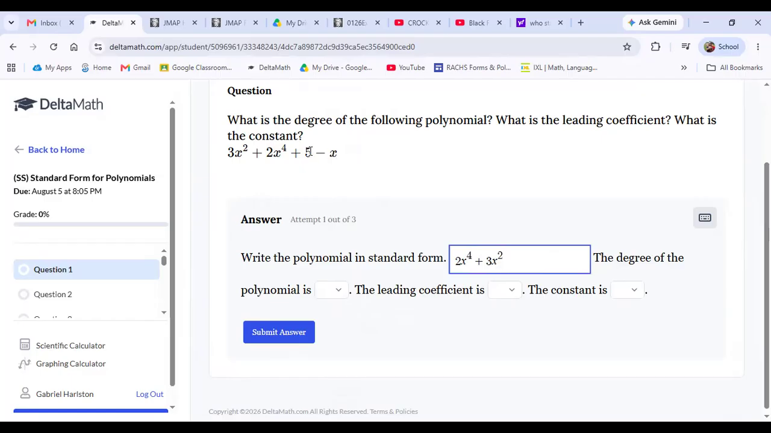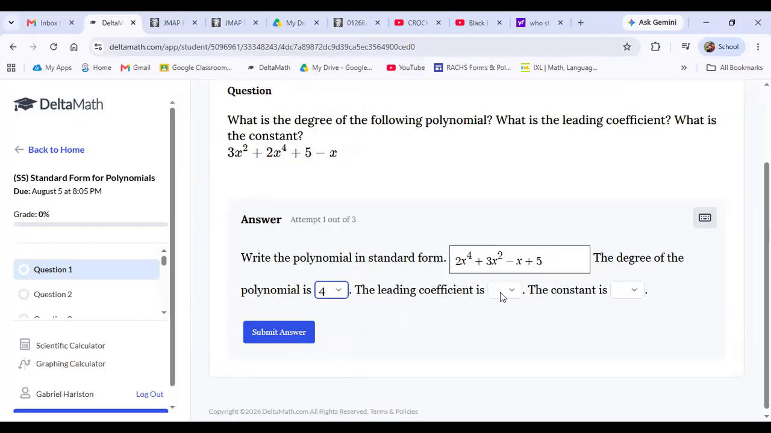The 5 is a constant. It has an exponent, but it doesn't have a variable. So in a sense, you would say that the exponent for this would be 0. Okay, so I'm going to go minus x, and then I'm going to put plus 5. Now, the way you should look at this is the highest exponent is the degree. The coefficient of this term is the leading coefficient because it always goes first. This is the constant. So it says, what's the degree? The degree is 4.